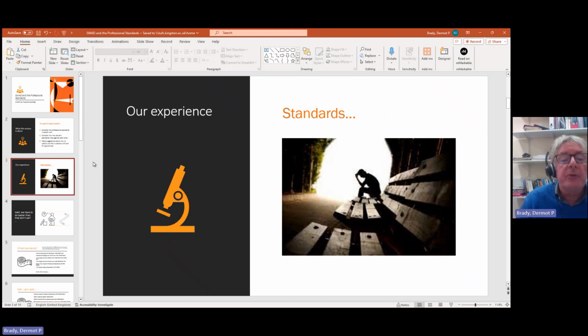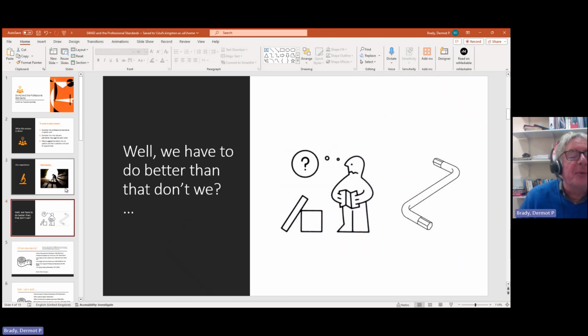So our experience in general, I think collectively, when we think of standards, it doesn't probably fill us with joy. But of course, we can't really do despair in social work, can we? Except occasionally, then we have to work out how to pick ourselves up. So we have to do better than that. How do we make the best of these professional standards?